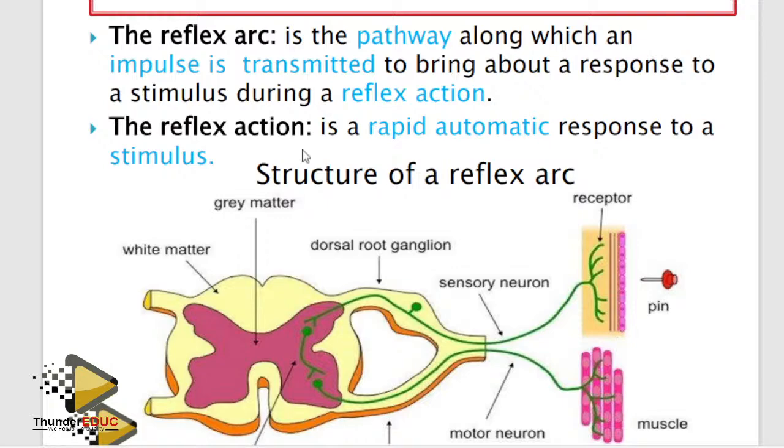Reflex arc is a pathway along which impulse is transmitted to bring about a response. That's a reflex arc. Or you can say that a reflex arc is a path traveled by the impulse during the reflex action. Simple. Reflex action, you talk about rapid automatic response to the stimulus. Sometimes you say rapid involuntary response to the stimulus. You understand? Yes. So please know that.